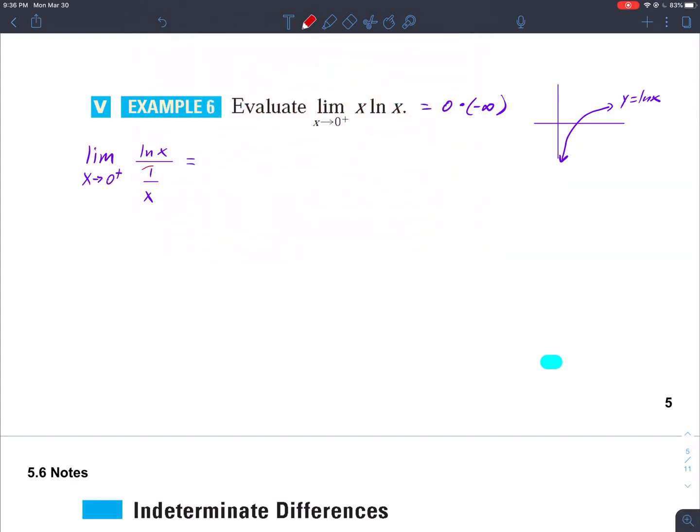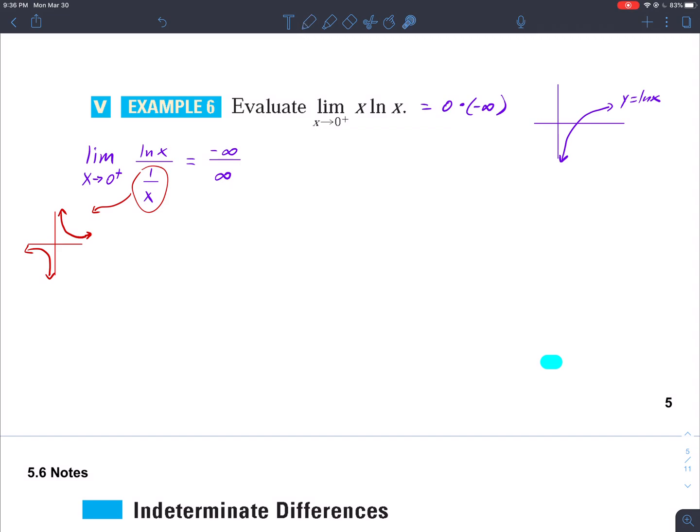This function, 1 over x, when graphed, is our rational function that looks like this, right? And so as x approaches 0 from the right, we get infinity. So this problem, if you do direct substitution, does give negative infinity over infinity. And infinity is not a number, so we can't just cross those off and call it negative 1. That is not allowed, right?